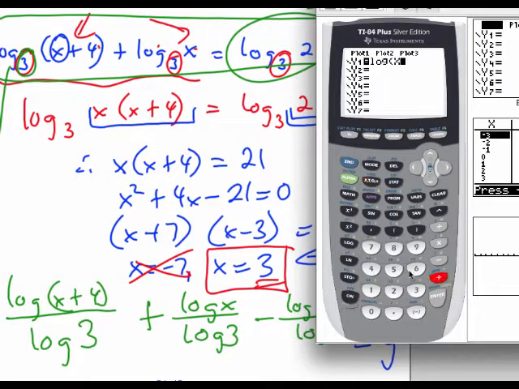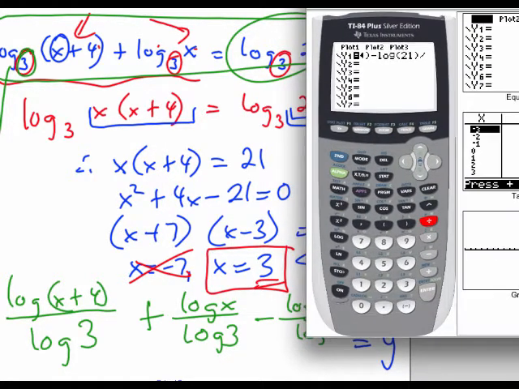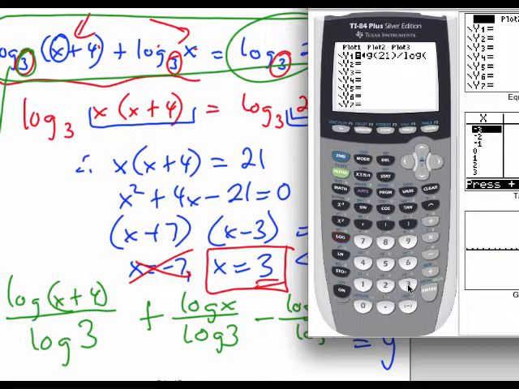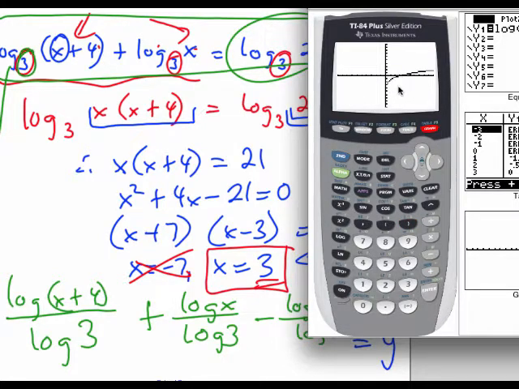Log of x plus 4 divided by log 3 plus log of x divided by log 3 minus log 21 divided by log, that was 3. I get some graph, who knows what it is. And so I'm going to check to see if the x-intercept is 3. I can use my 0 button, or since it's a nice number, just put in 3. And do I get 0 for y? I do, and therefore that confirms x equals 3 graphically.